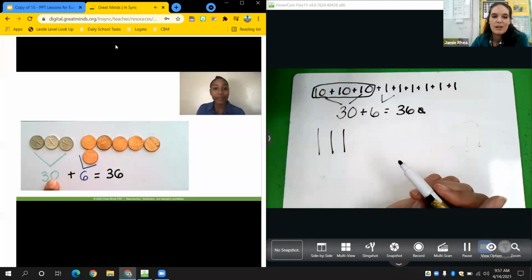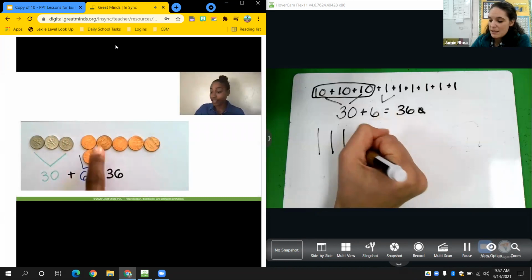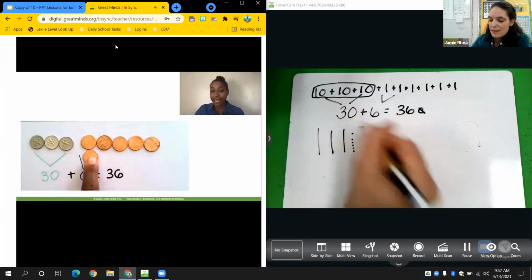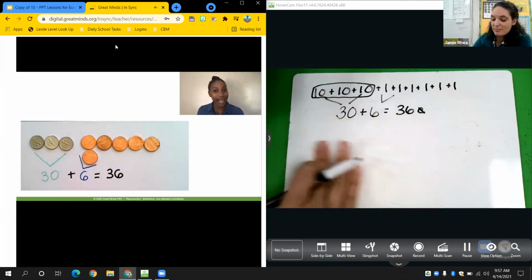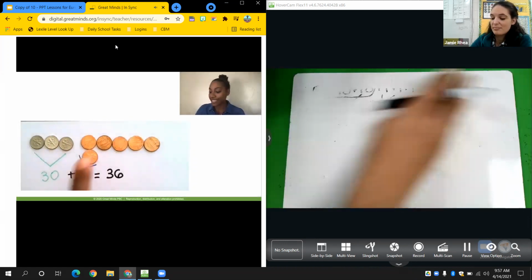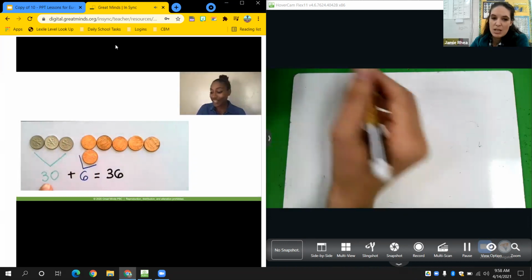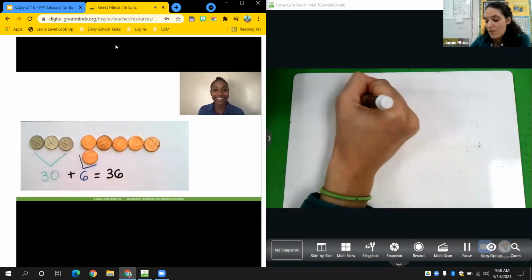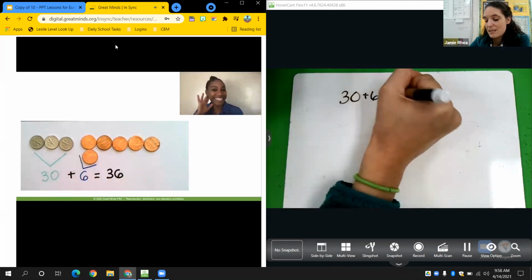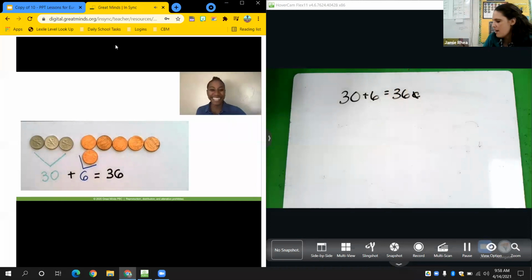So I wrote 30, plus my pennies. It's like I did the same thing, writing it like this. 5, 6. This would really help me count my pennies fast, because I didn't have to count one at a time. 5, 6. 6 pennies. Then I could add 30 plus 6 equals 36. Mathematician, how much money do we have here? We have 36 cents. Give yourself a pat on the back.